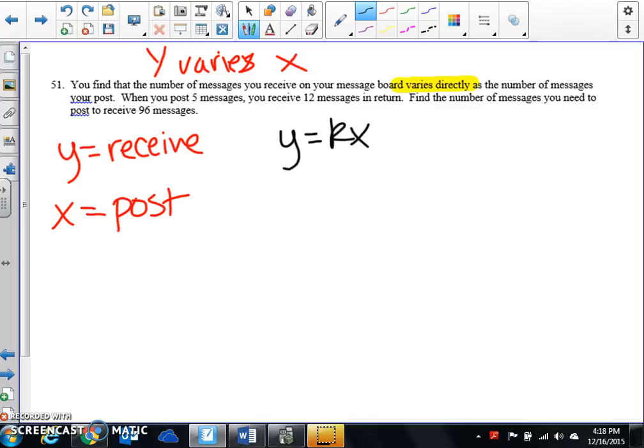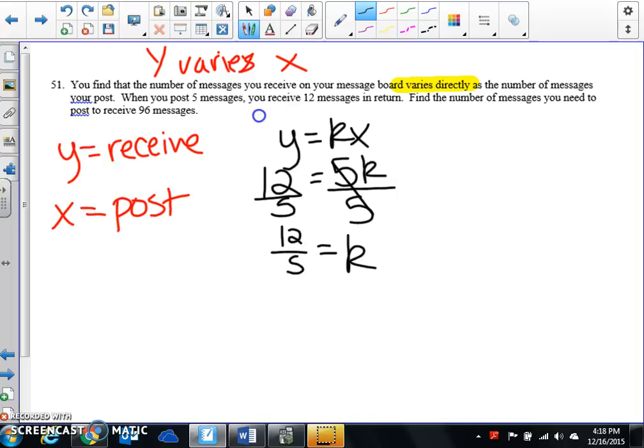When you post 5 messages, post is your x, you receive 12 messages. Divide both sides by 5, k equals 12 fifths. Take this k, plug it in there. So y equals 12 fifths x.